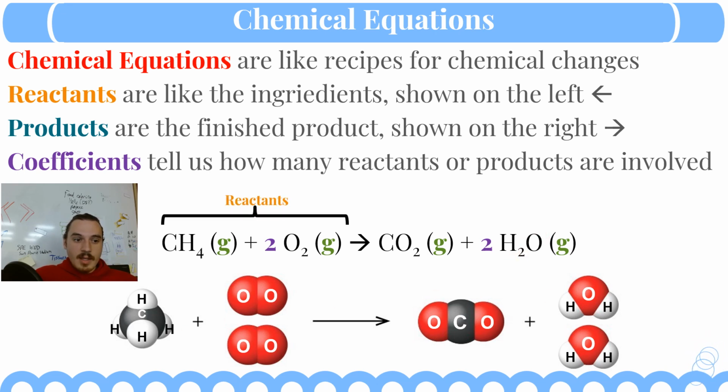Okay? So again, those reactants are CH4, which is methane, and O2, which is oxygen. And our products are carbon dioxide and water. And those coefficients, right, the 2 here and the 2 here, tell us that there's 2 oxygen molecules that are reactants and 2 water molecules that are products. If a coefficient isn't written, you can also just assume it's 1, similar to subscripts.